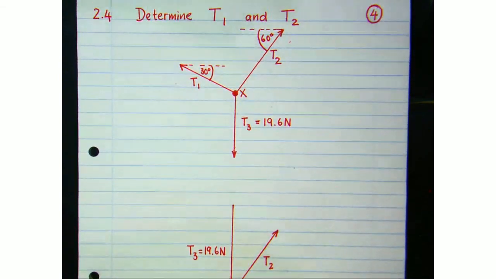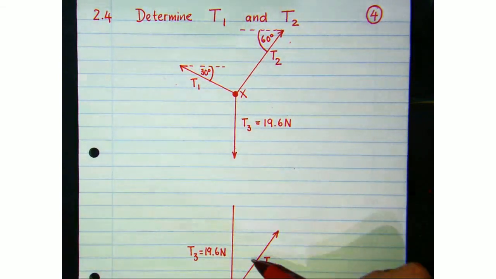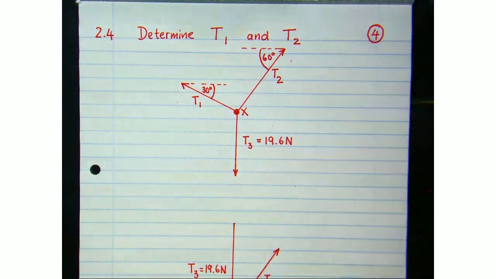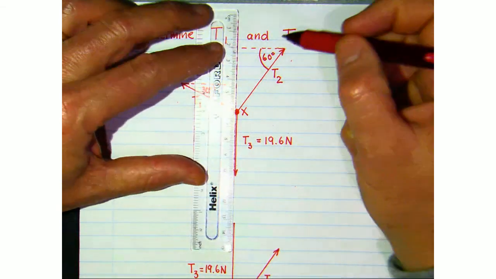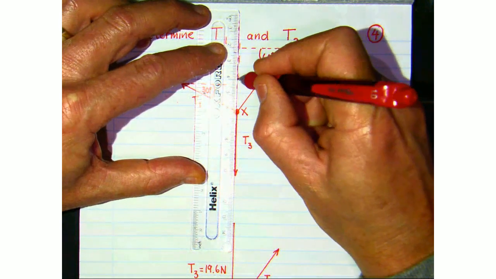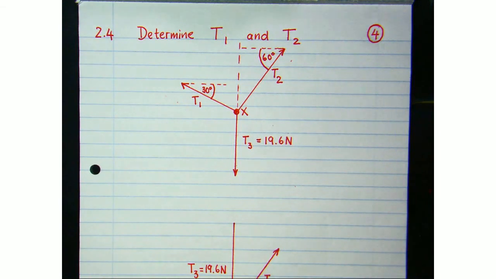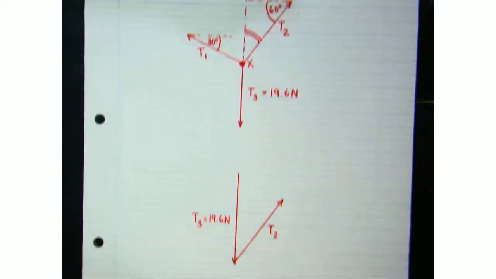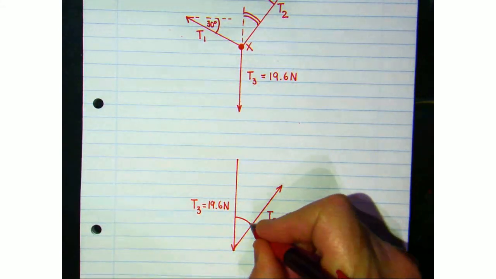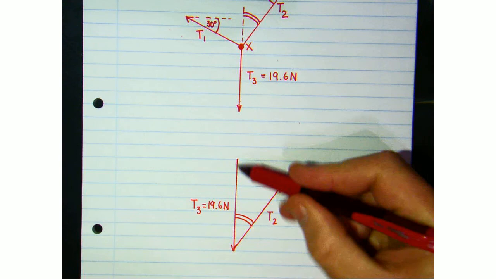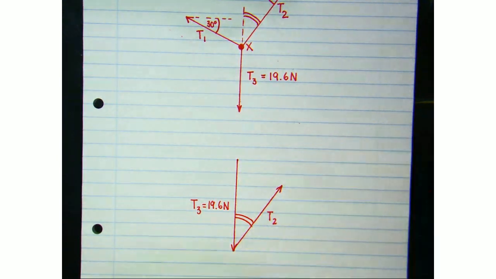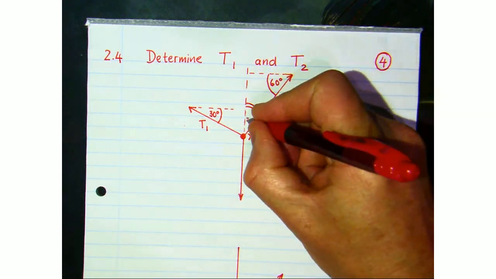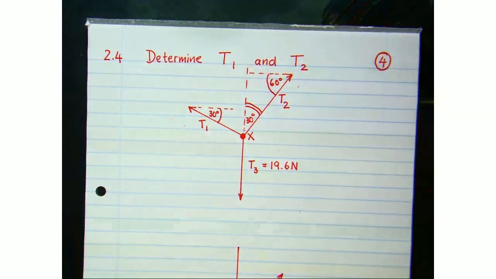But I do know the angle that it acts at relative to this one. That's why I like to draw a vertical line through the point where all the forces act. And I can see now that this is the angle in question in my diagram. Here it is down here. It's between the vertical and T2. And if you look at this right angle triangle, that would have to be 30 degrees. So there's the angle.